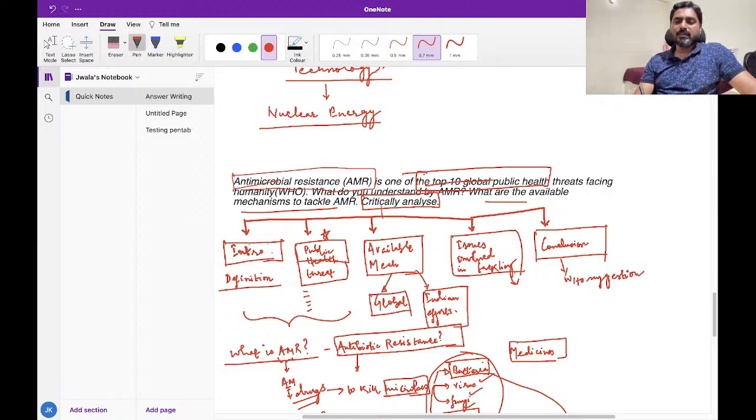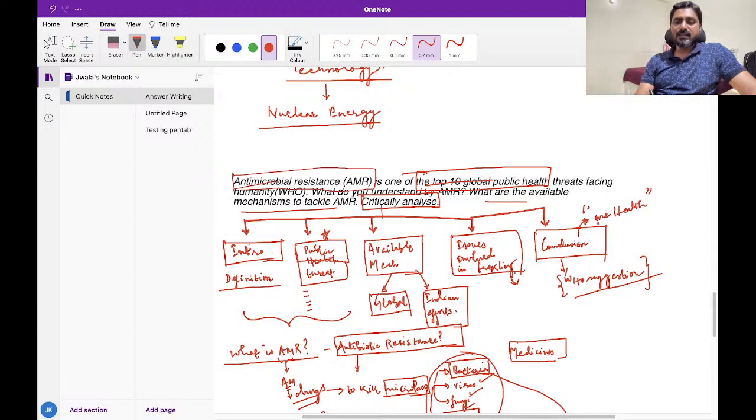WHO has given simple suggestions at the individual level. It says that we shouldn't go for self prescription, and we should complete our dosage. We shouldn't share antibiotics. We should maintain proper health and hygiene. That can be a conclusion. Or you can also say that we should move towards the idea of One Health.